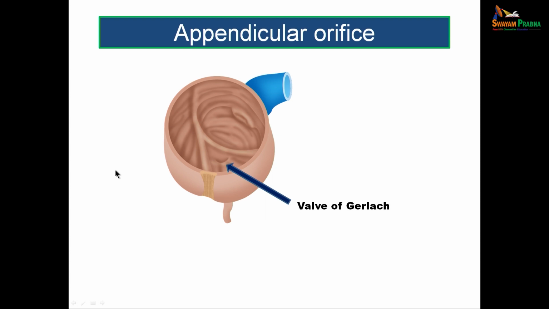Next, coming on to the appendicular orifice. This is the appendicular orifice, which is about 2 centimeters below the ileocecal orifice in the posteromedial wall of the cecum. This appendicular orifice is guarded by a semilunar fold of mucous membrane, which is called the valve of Gerlach. It is just a fold of mucous membrane without much function.